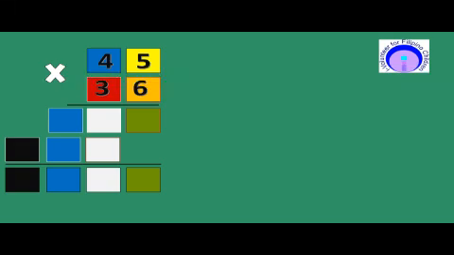Hi kids! Do you know how to multiply a two-digit number by two-digit number using the traditional method?